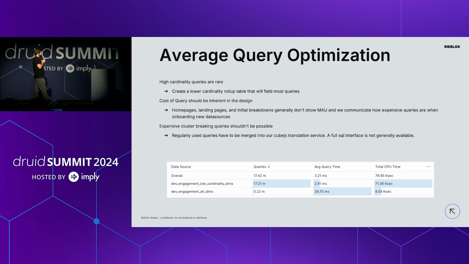And then we try and really disallow high-cost, low-value queries. When people want to merge in that kind of stuff, we'd ask questions, and we don't offer a full SQL interface for people to just query anything. They have to go through our translation system.